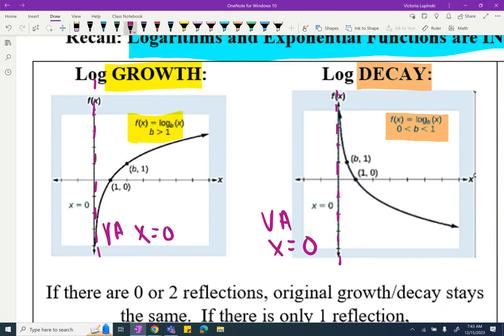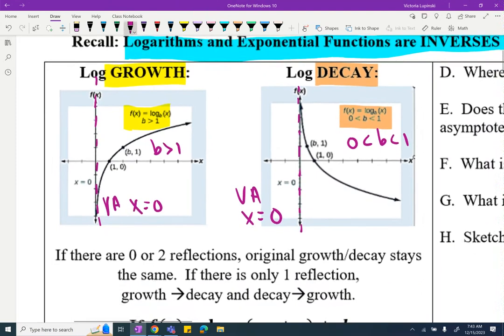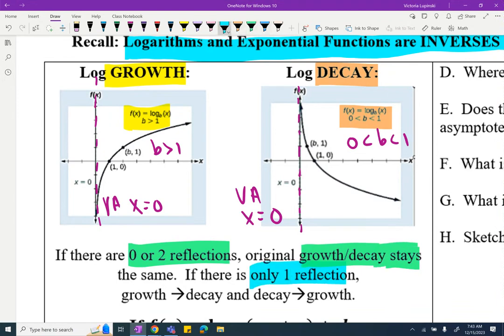And again, I think you can read it, but just in case, this is where b is greater than 1, and this is where b is between 0 and 1. So at least that part is the same as exponential as far as determining growth or decay. Again, underneath, I summarize what I just mentioned about reflections. If there are 0 reflections, the original growth or decay stays the same. If there is only one reflection, then growth becomes decay and decay becomes growth.